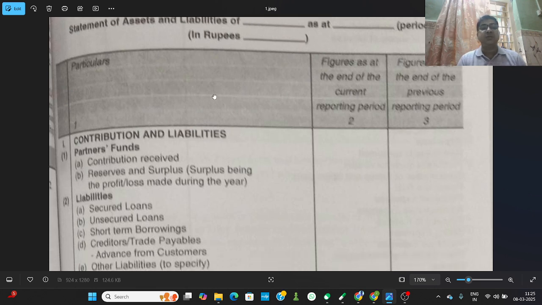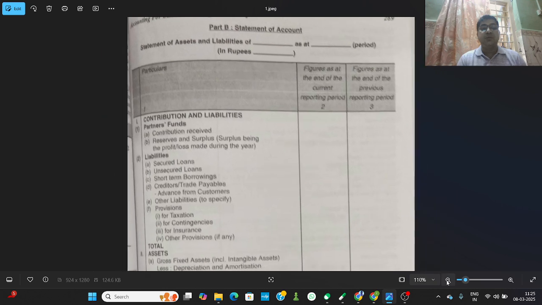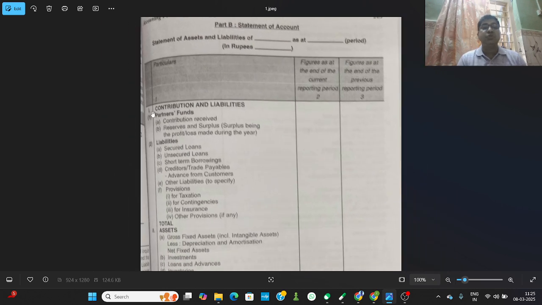Now under particulars, it starts from number one, that is contribution and liabilities, and number two belongs to assets. So the balance sheet, a statement of assets and liabilities, is divided into two parts: contribution and liabilities, and assets. The same way we studied in the company's balance sheet also. Here it is considered as contribution and liabilities.